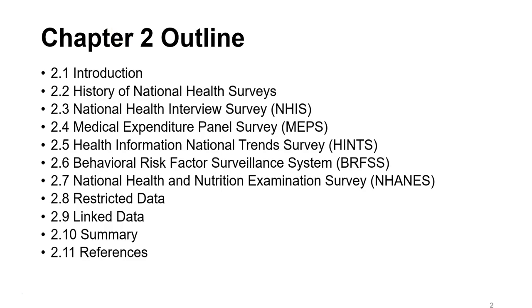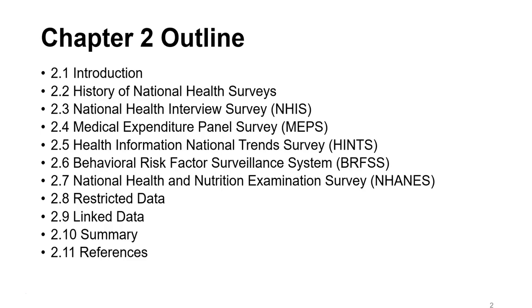Section 2.1 covers an introduction to the chapter. Section 2.2 covers the history of National Health Surveys. Section 2.3 covers an overview of the National Health Interview Survey, or NHIS. Section 2.4 covers an overview of the Medical Expenditure Panel Survey, or MEPS. Section 2.5 covers an overview of the Health Information National Trends Survey, or HINTS. Section 2.6 covers an overview of the Behavioral Risk Factor Surveillance System, or BRFSS.